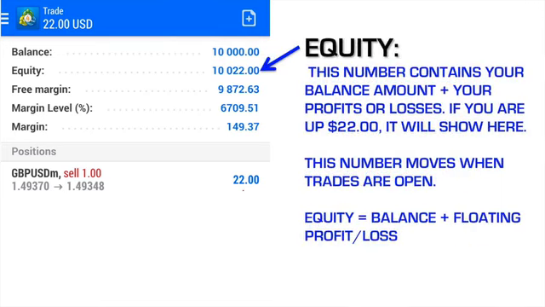Below the balance is called equity. This number contains your balance amount plus your profits or losses. If you are up $22, it's going to show it here. This number moves when trades are open. So if you actually have a trade, you see at the bottom where it says positions and you see GBP USD, that one is open currently. And you see they're up $22. So that's why it now shows $10,022. It actually moves and fluctuates while you're winning or losing. So if you're in a big negative, then your equity is going to go down. And when you decide to close your order, whatever your equity says, that is going to become your balance. Your equity is going to go to zero when you close the order out.